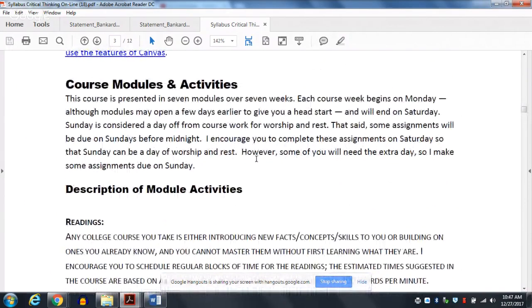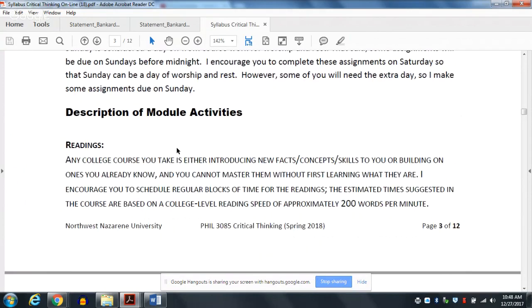There are also modules and activities, and this is again where it's vital that you familiarize yourself with Canvas, looking at modules, when things are due. For every assignment, for every paper, the instructions are on that assignment. The due date is connected to that assignment, and the point total is connected to that assignment. But please familiarize yourself so that it doesn't come as a surprise. I expect things to be turned in on time, so it's vital that you look at that.